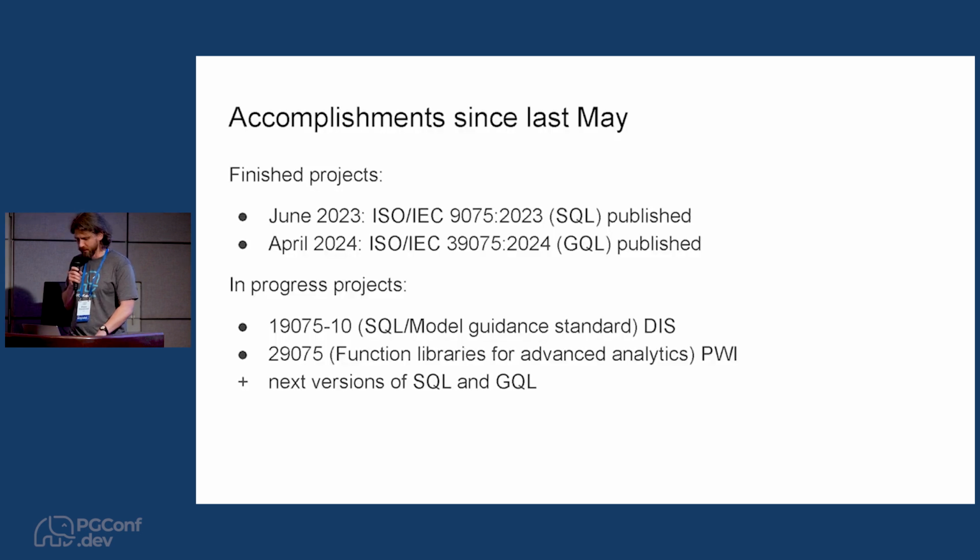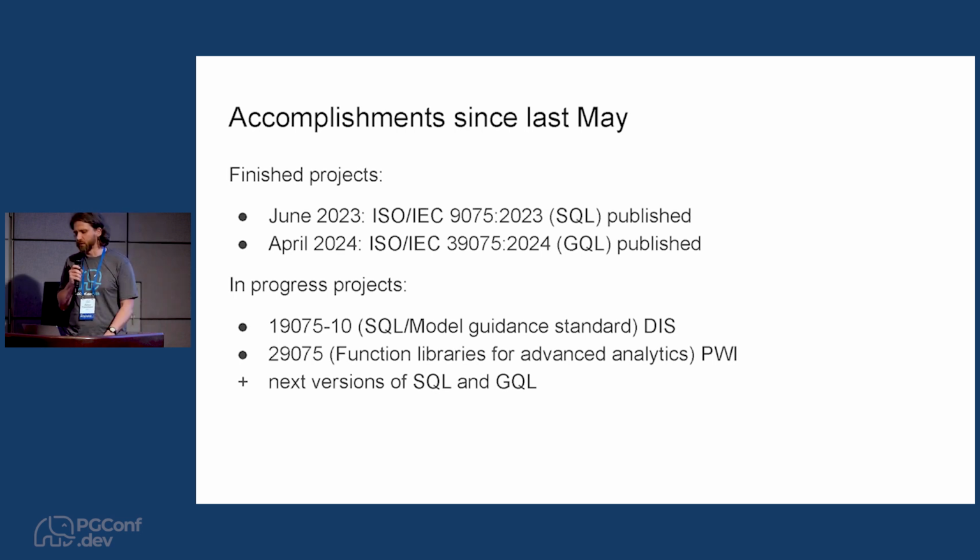And so, some things that happened in the last 12 months. I gave a similar lightning talk last year. SQL 2023 was published in June 2023, so shortly after last year's conference. A lot of what's in there was already put in Postgres 16, and some of the new features in Postgres 17 are also driven by that. And so we're well on top of that.